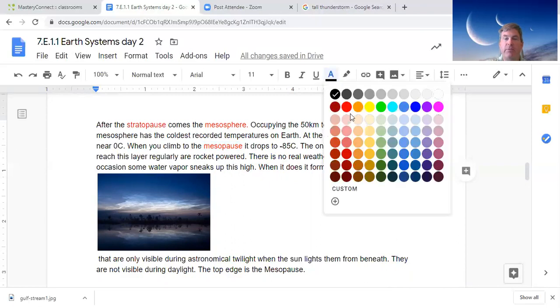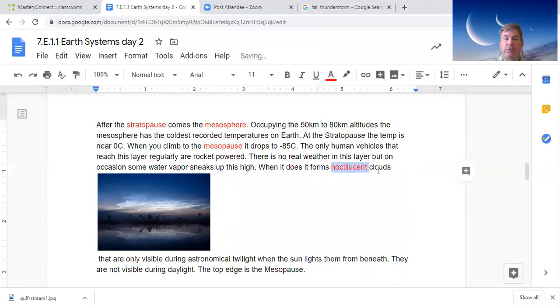There's a word you probably want to keep an eye on, noctilucent. Here's a picture of noctilucent clouds. The only time you ever see these things is during astronomical twilight. So the sun's already gone down over the horizon and is now shining upwards behind these things and illuminating them from beneath. When the sun's above them, you can't see them because of how thin and wispy they are.